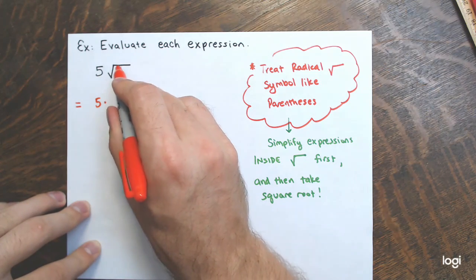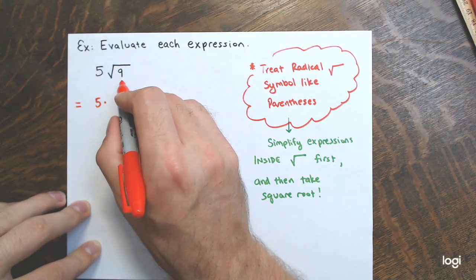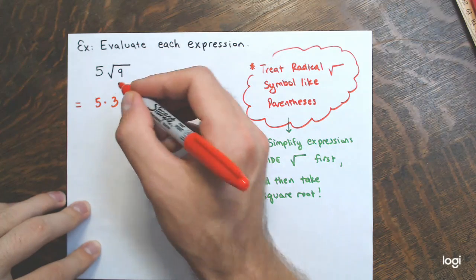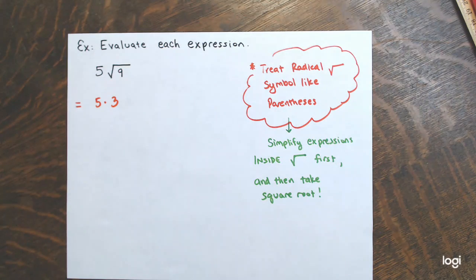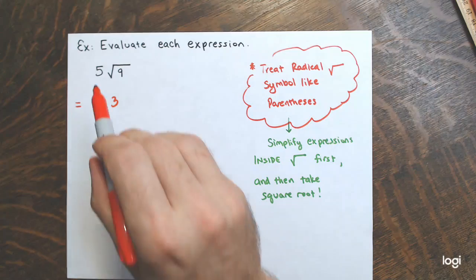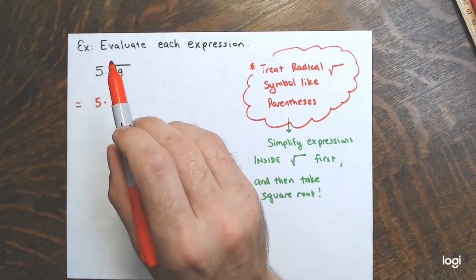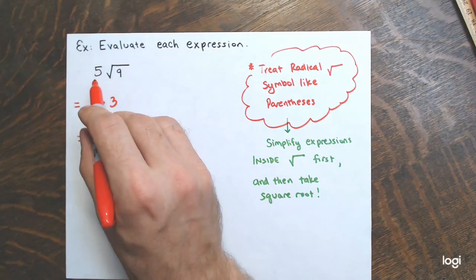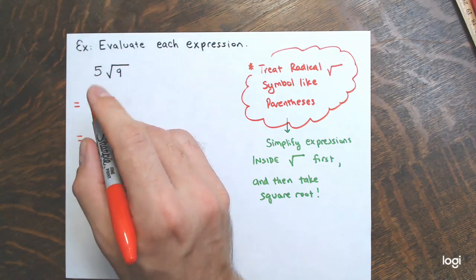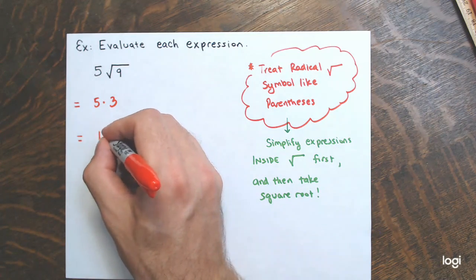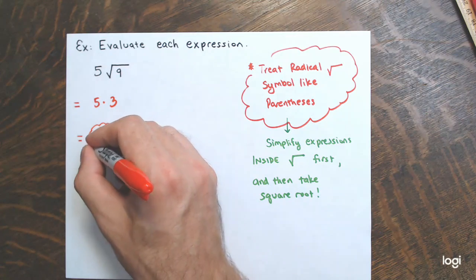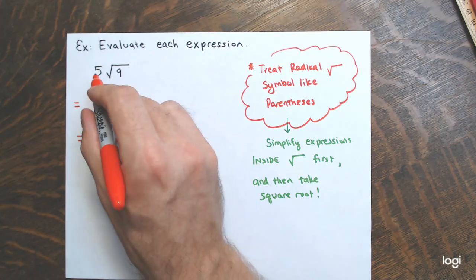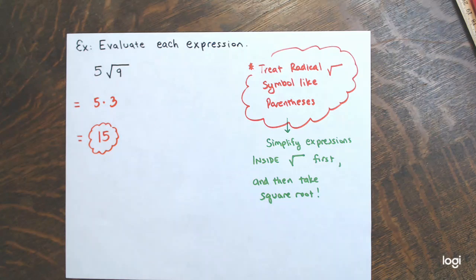Now remember, this is the positive or non-negative square root of 9. That'd be positive 3. Don't put plus or minus 3 or negative 3. This symbol means give me the positive one, the non-negative one. And what is 5 times 3? 5 times the square root of 9 is 15. And there you go, there's the single value that this expression is equivalent to.